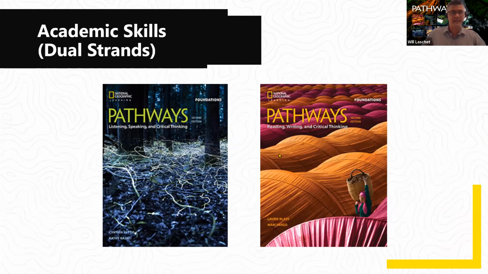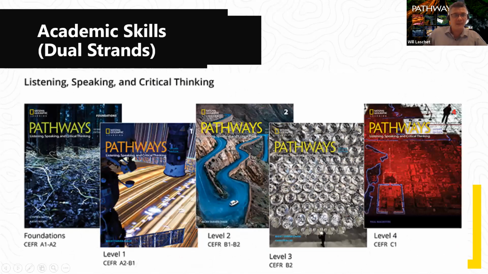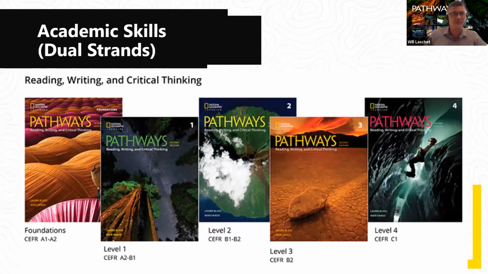We've been looking today at the academic skills program Pathways. There are dual strands. We have the listening, speaking, and critical thinking, which you can see here. There are 5 levels going from the foundations level, which is A1 to A2, all the way up to level 4, which is C1, an advanced level. We have the same levels for the reading, writing, and critical thinking, which is what we've been looking at today.